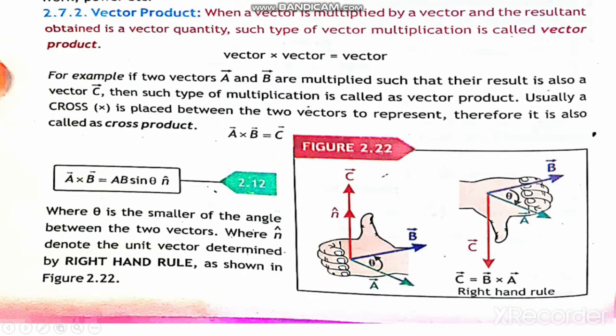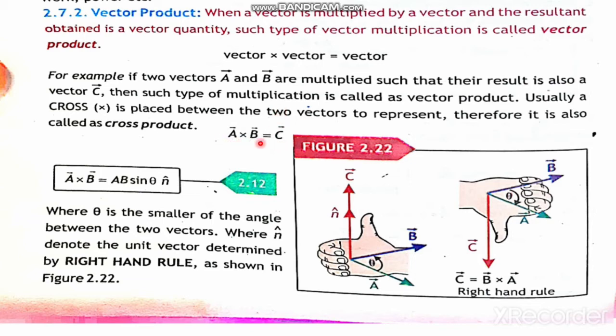Now let's see what vector product is. When two vectors are multiplied in such a way that the resulting product is a vector quantity, then such a product is known as vector product. For example, vector cross vector is equal to vector. This product is represented by a cross between two vectors. That's why it is also called the cross product. For example, there are two vectors A and B that are multiplied with each other and the resultant product is C, which is also a vector.